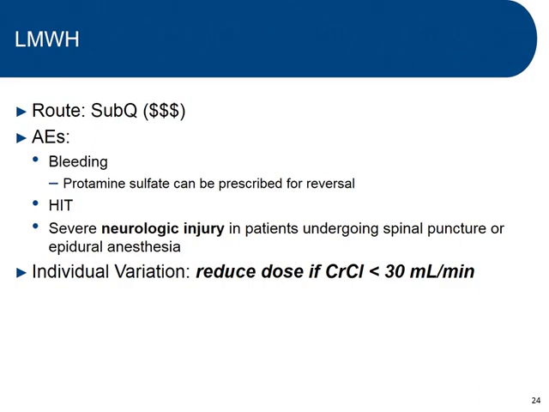It can also cause severe neurologic injury in patients undergoing spinal punctures or epidural anesthesia. I mentioned this for heparin as well. This is definitely something you guys need to be familiar with. And finally, this drug is cleared by the kidneys. So for patients with creatinine clearance less than 30 mils per minute, their dose absolutely must be reduced empirically. So that's important to know, that this drug is influenced by kidney function.